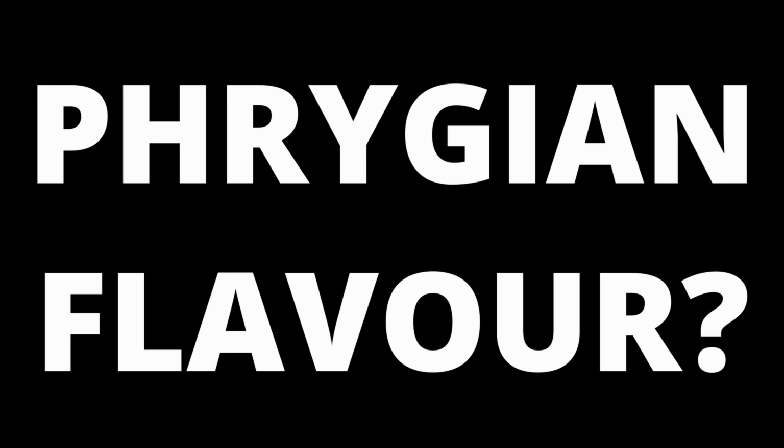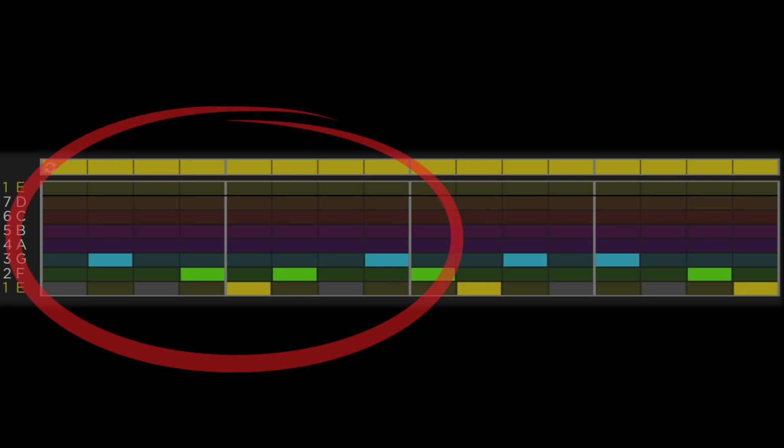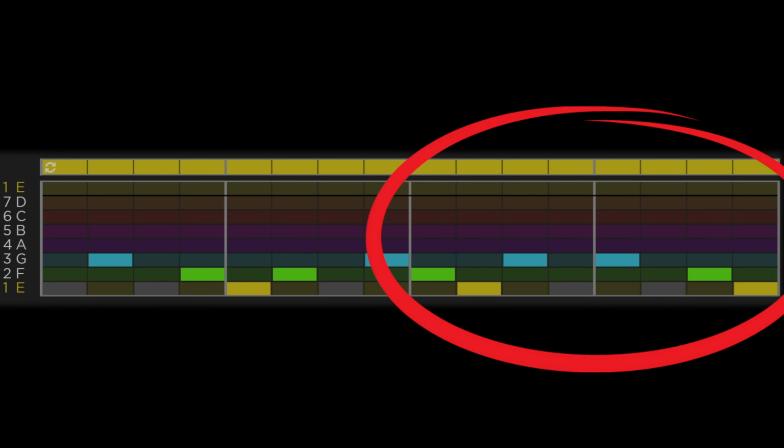You want to focus on these notes to bring out the Phrygian flavour, but what else can you do to achieve this? If you play notes on a strong beat, then they are felt more and stand out. In a 4-4 time signature, with 4 beats in a bar, this would be beats 1 and 3, with the first beat being the strongest. Listen to the following example. In bars 1 and 2, the flat 3 and flat 2 notes, G and F, are on weak beats. In the second half, they fall on the strong beats 1 and 3.